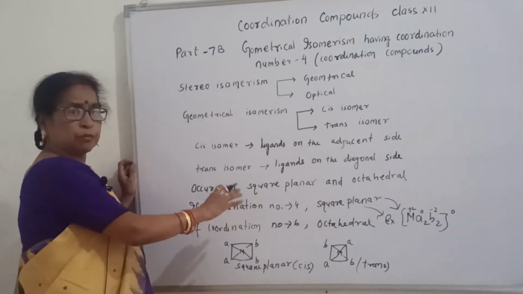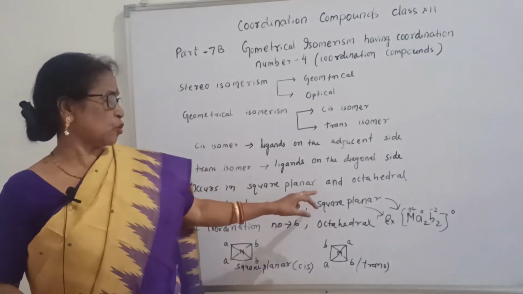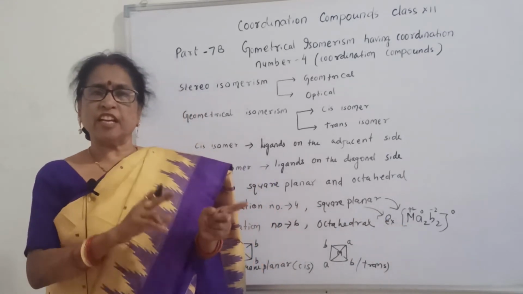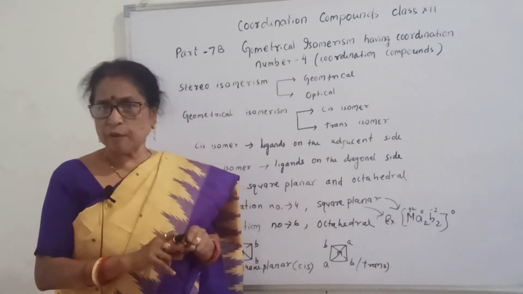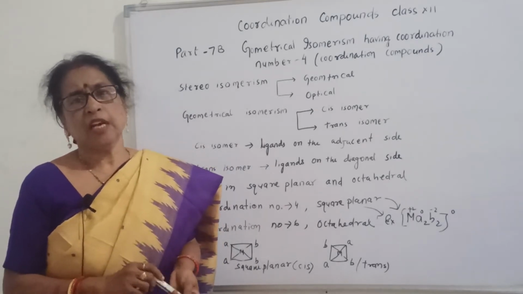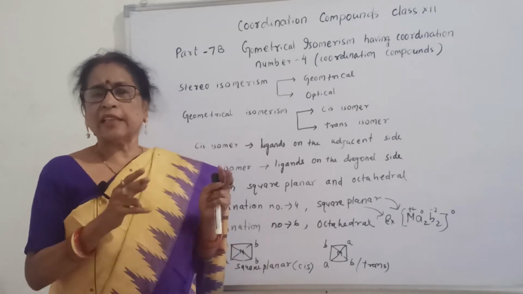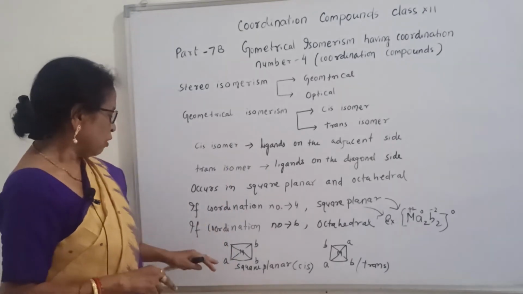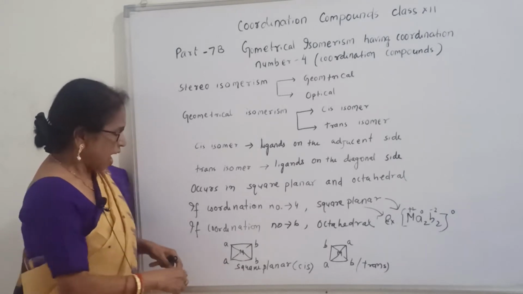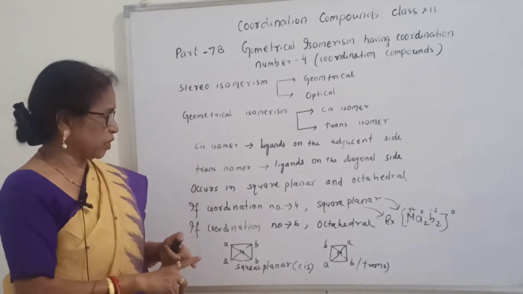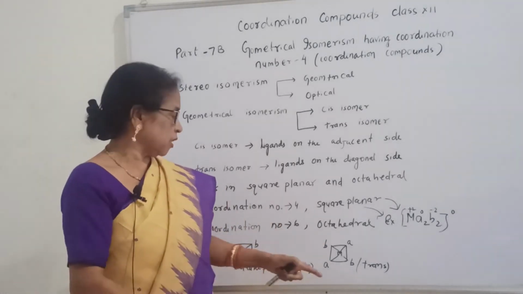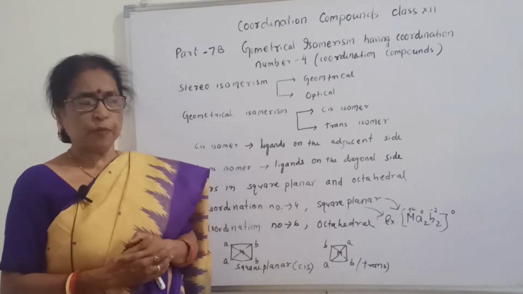Now if the coordination number is 4, the structure is square planar. For example, MA2B2, where M is the central metal atom, A is a ligand, and B is a ligand. A2B2 means two types of ligands are there and each is 2 in number. Now see here, in this square planar, this is the adjacent side and this is the adjacent side, so cis. This is diagonal to each other, or you can say opposite to each other, that is called trans. I hope it is clear.